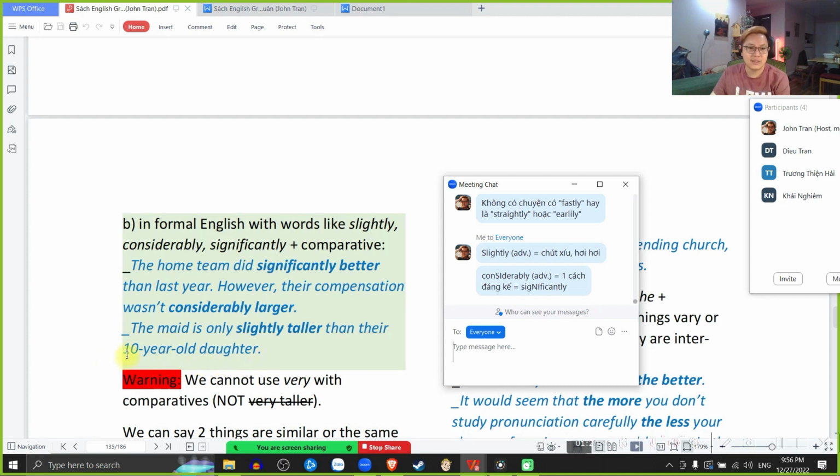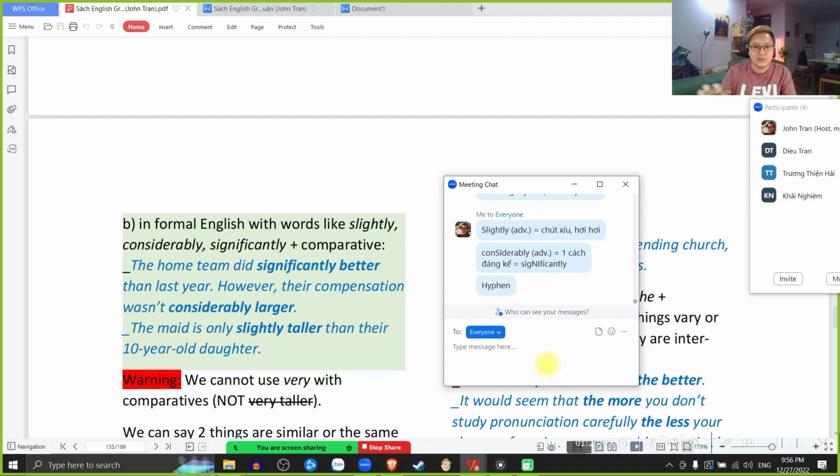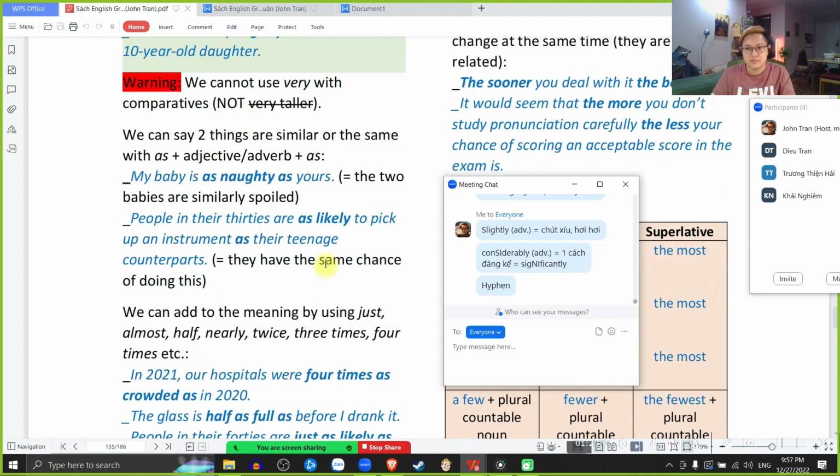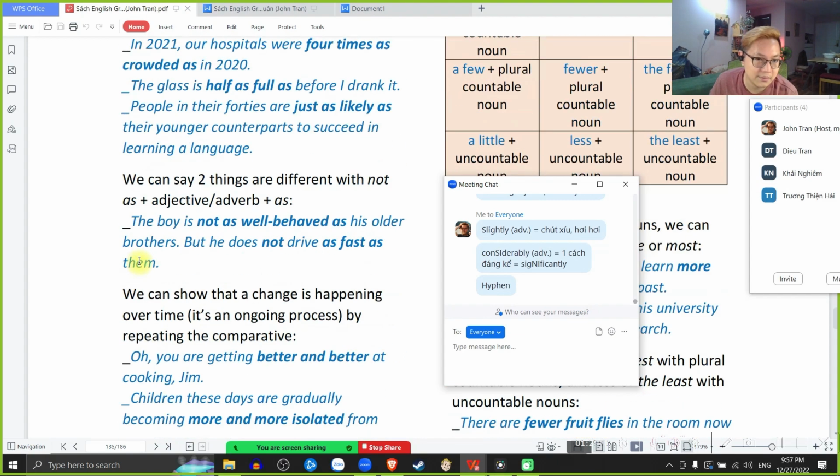Các bạn nhìn kỹ nè, cái chữ daughter là danh từ, tính từ so sánh là 10-year-old nè. Cụm tính từ nó sẽ được nối lại với nhau bởi những cái dấu gạch ngang này. Look at this one. This is a compound adjective. It is connected with hyphen. Cái dấu gạch ngang là hyphen. Alright. Nghe warning. Hết cái khúc này luôn nha.